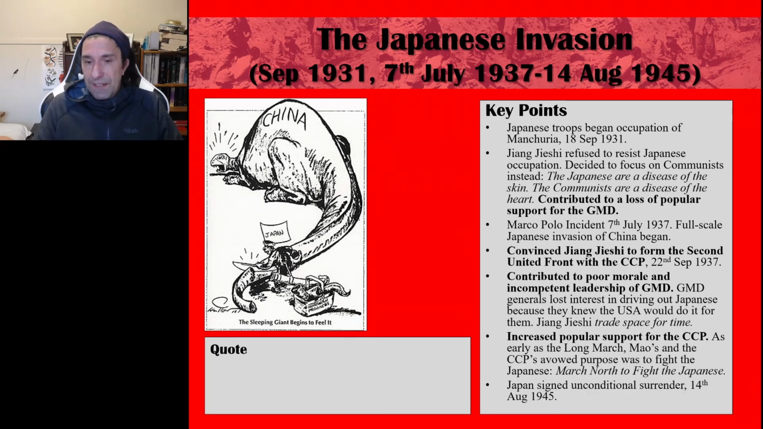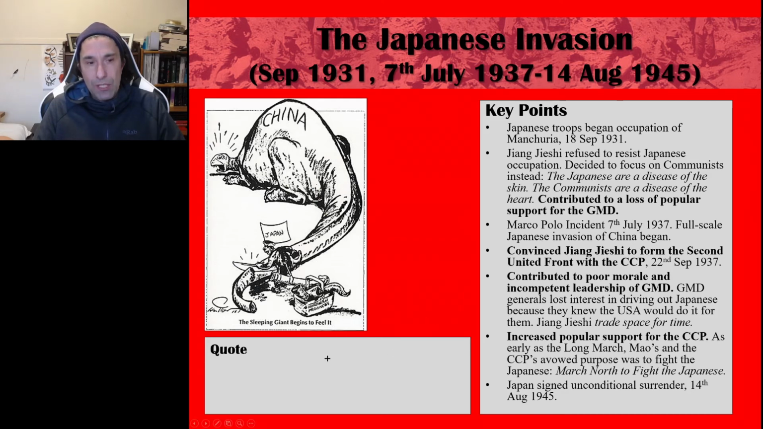And then finally, you can see there the Japanese signed an unconditional surrender on the 14th of August 1945, after those two atomic bombs were dropped on Japan at Hiroshima and Nagasaki by the United States. So there you have the key points relating to the Japanese invasion of China and how it impacted upon both the GMD regime and how it increased CCP popular support within China.